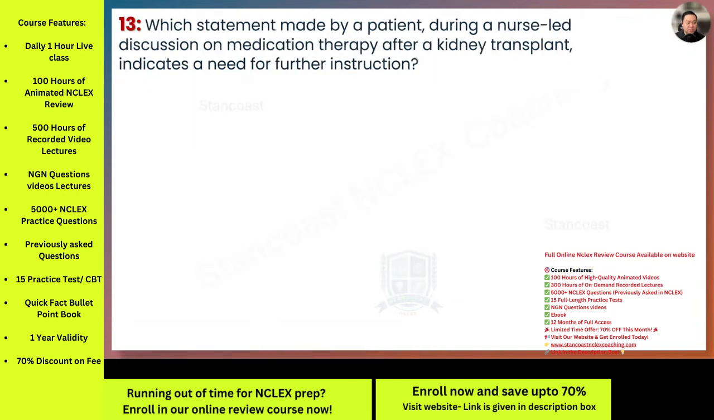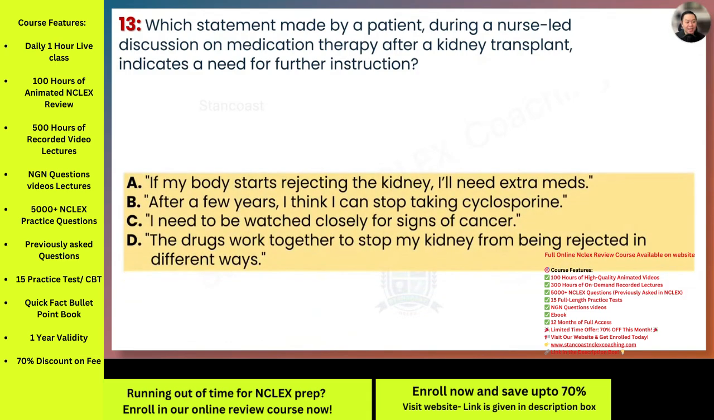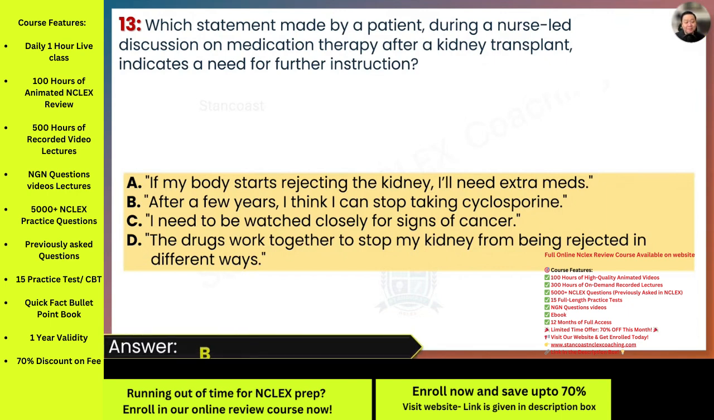All right. 13. Which statement made by a patient during a nurse-led discussion on medication therapy after a kidney transplant indicates a need for further instruction? Options. A. If my body starts rejecting the kidney, I'll need extra meds. B. After a few years, I think I can stop taking cyclosporine. C. I need to be watched closely for signs of cancer. D. The drugs work together to stop my kidney from being rejected in different ways. The answer here is letter B. And why is that?